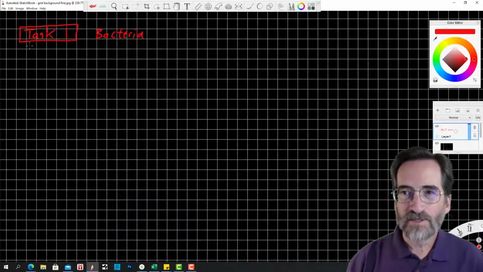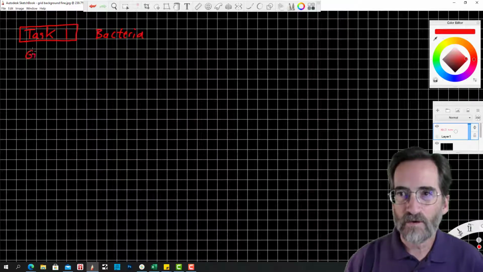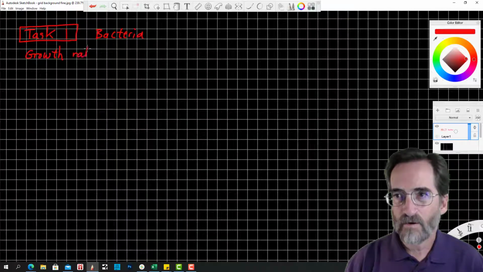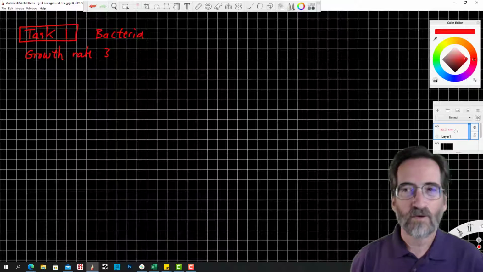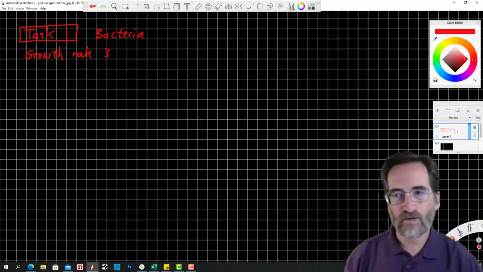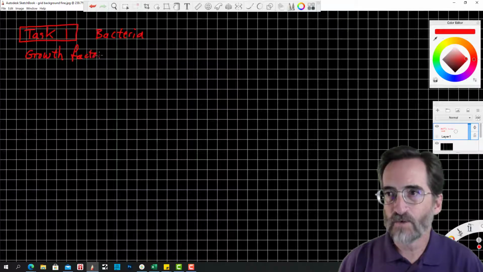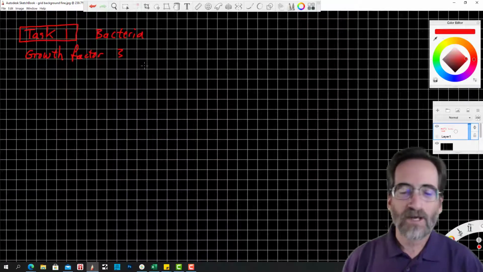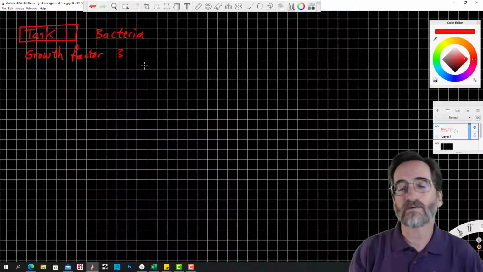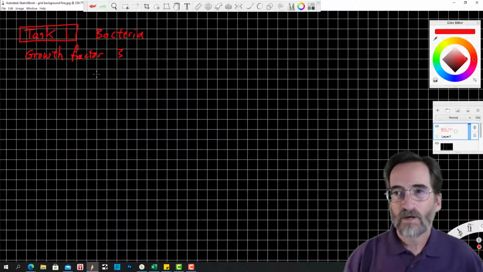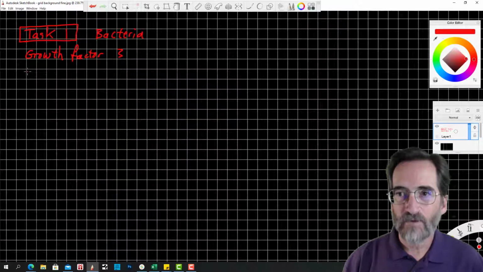Now I'm going to say my growth factor is 3. What that is saying is I'm going to pretend that my bacteria divides into 3 bacteria every hour. So here's a table to describe what's going on.